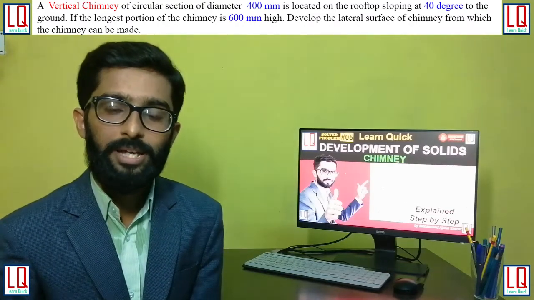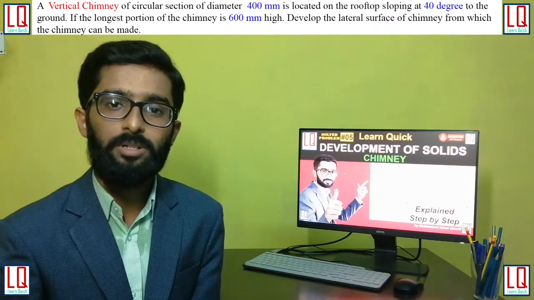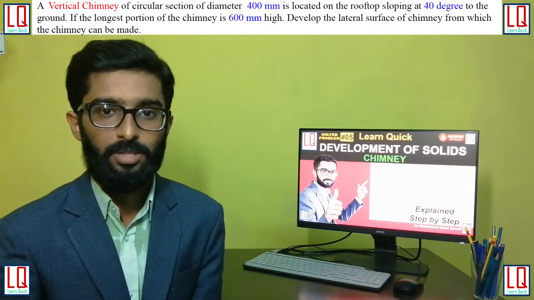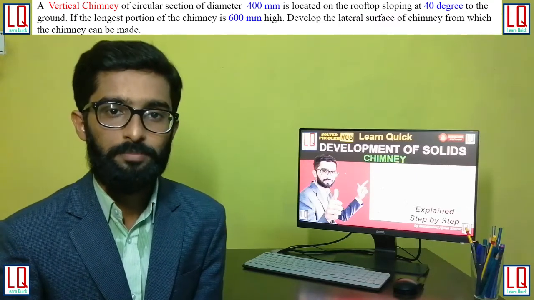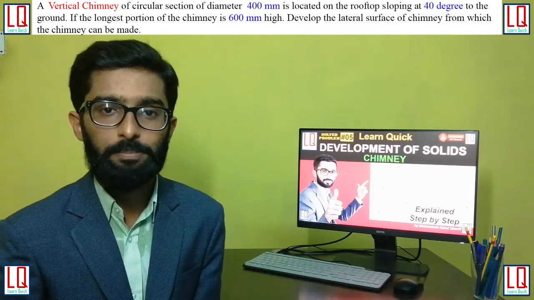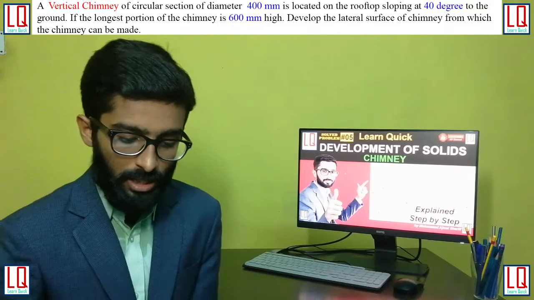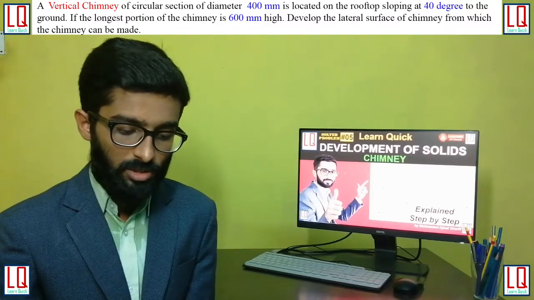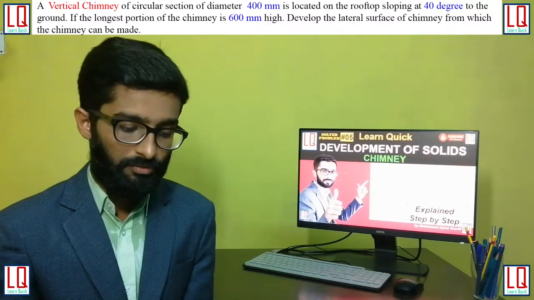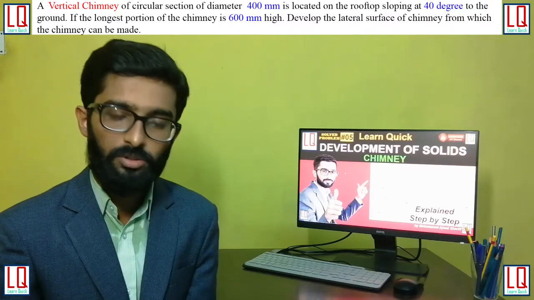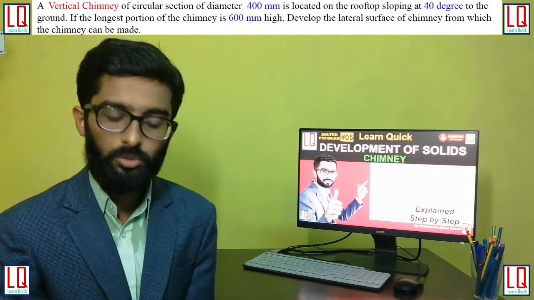I am Sherif, here to explain a problem on development of solids, a vertical chimney. Before we start drawing this problem, we will discretize the question into three parts so that we will understand the question better. A vertical chimney of circular cross section of diameter 400 mm is located at the rooftop sloping at 40° to the ground.